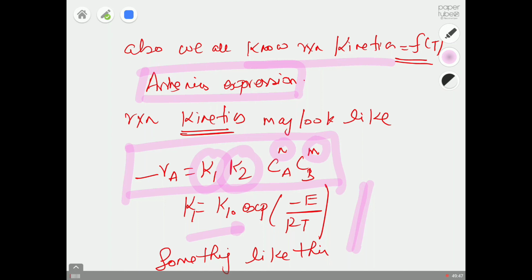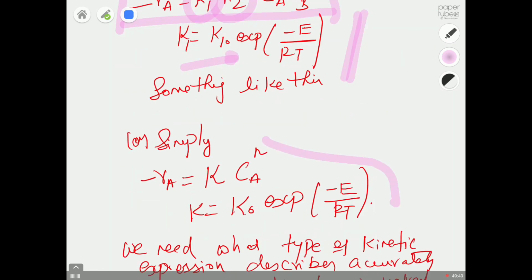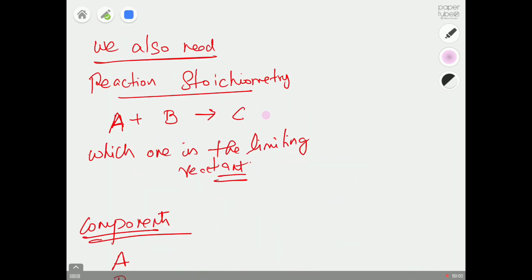Or your expression may look even simpler, like this: k as a function of Ca raised to the power of n. Again, it can follow some Arrhenius expression, something like that. And then another thing we need. So that's one input.